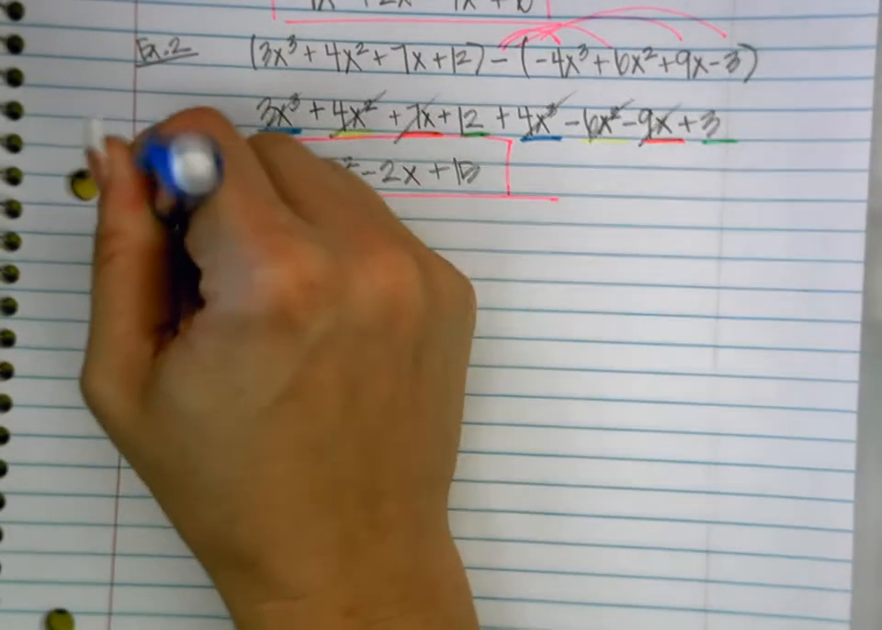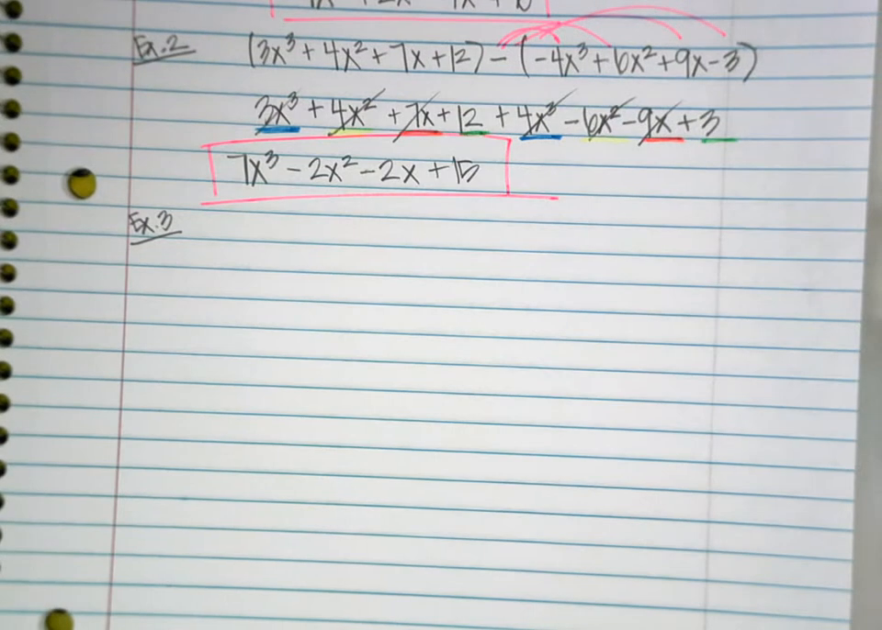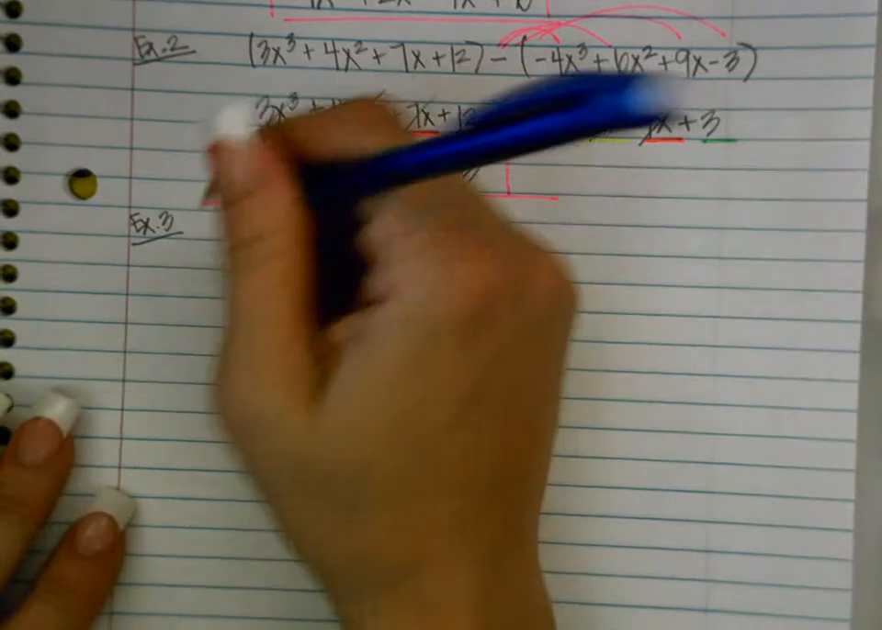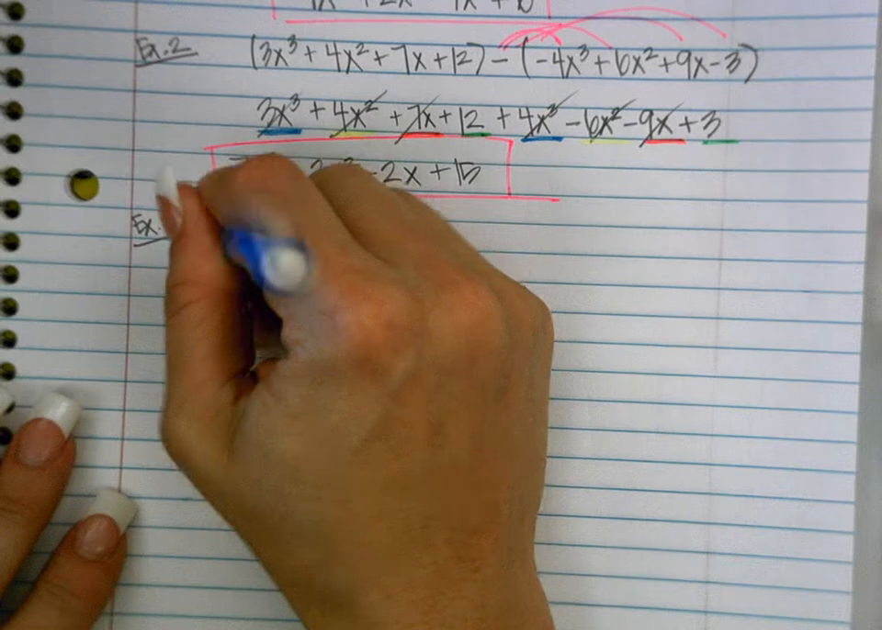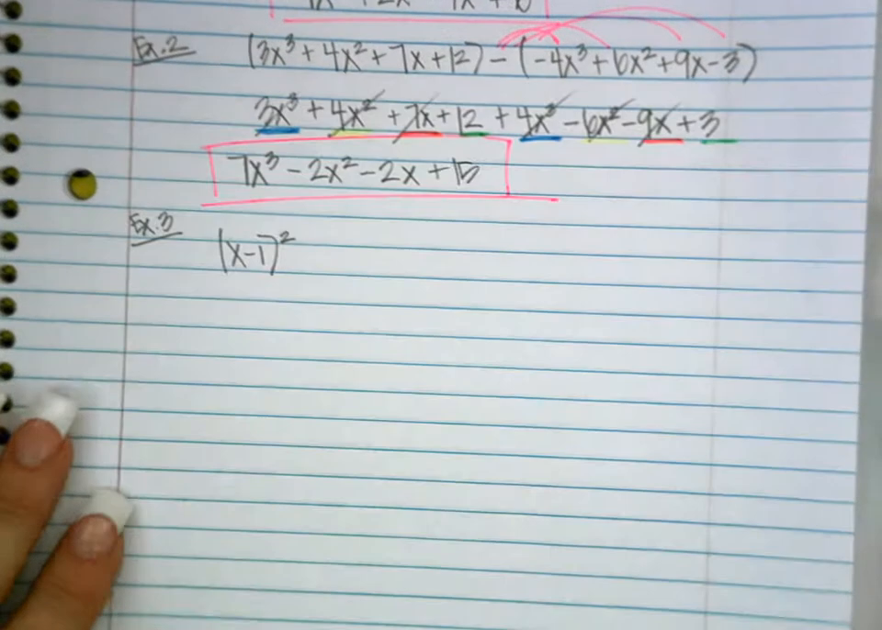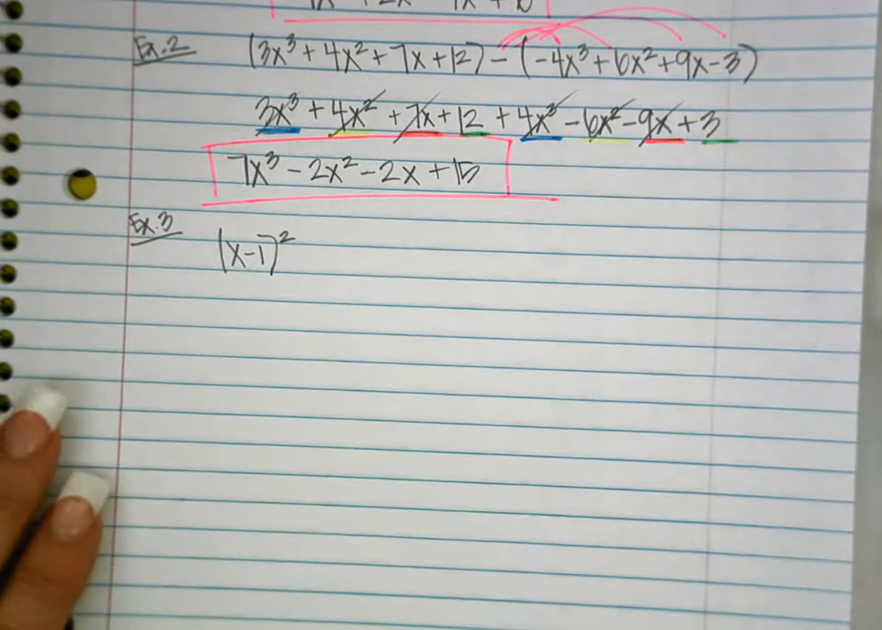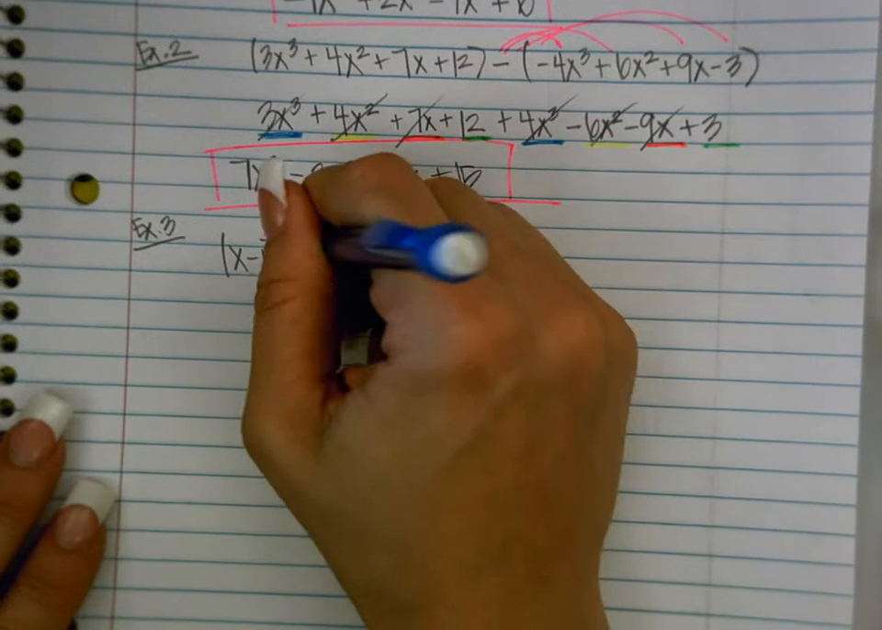Number 3. Okay, now we're going to multiply. Okay, so I only have just a couple more, but when you multiply, I would like you to multiply x minus 1 quantity squared. So that means in parentheses squared, multiplied by x plus 2.